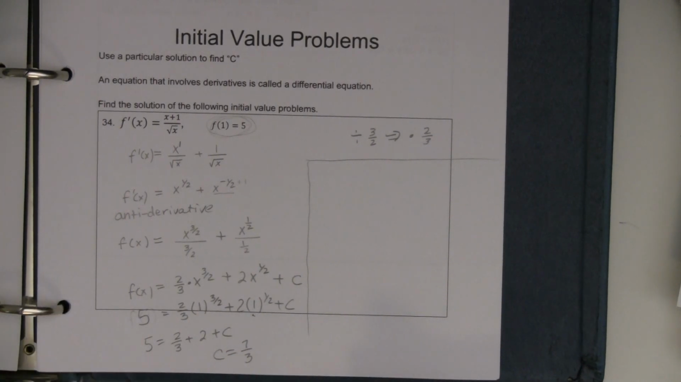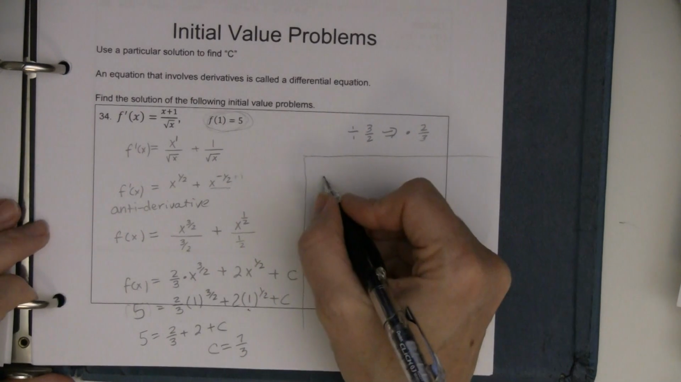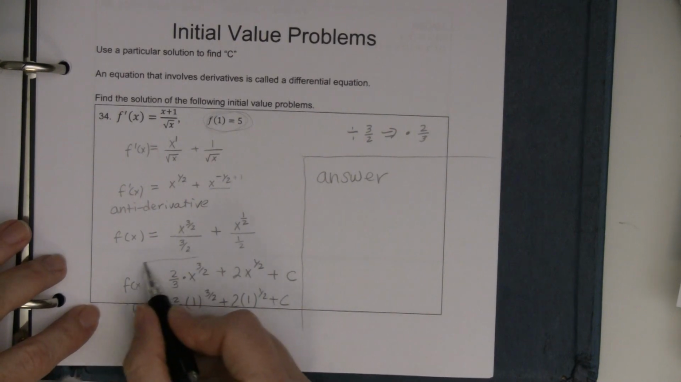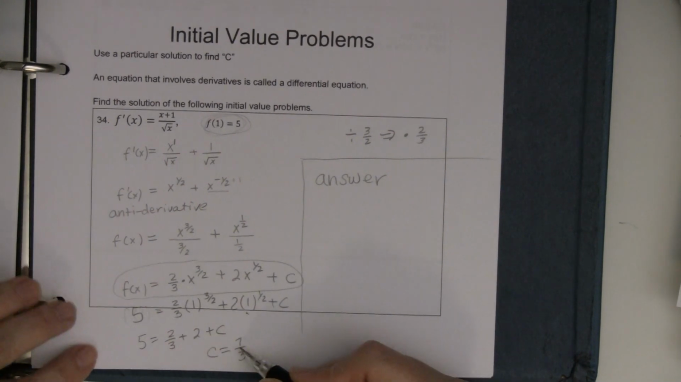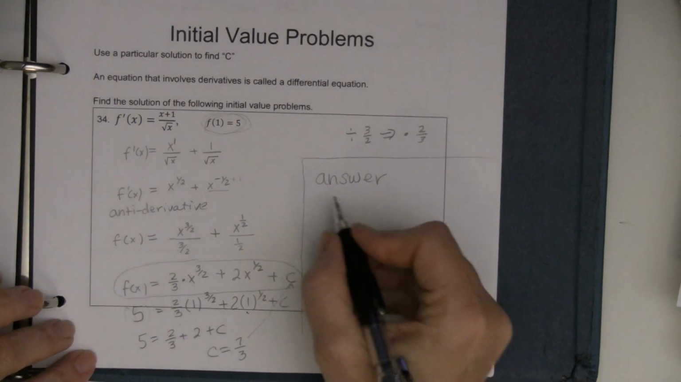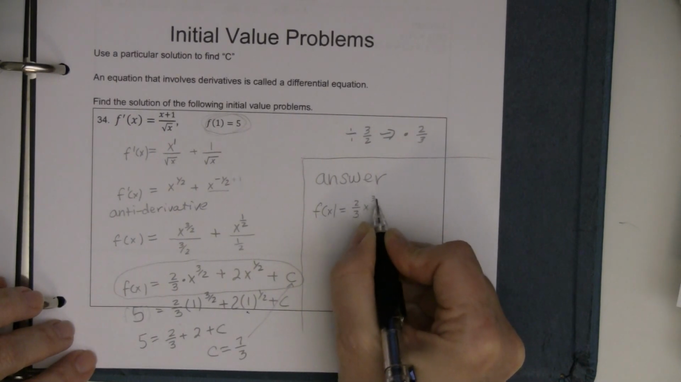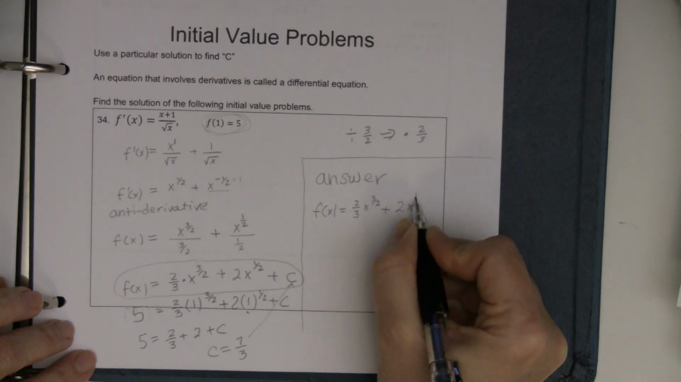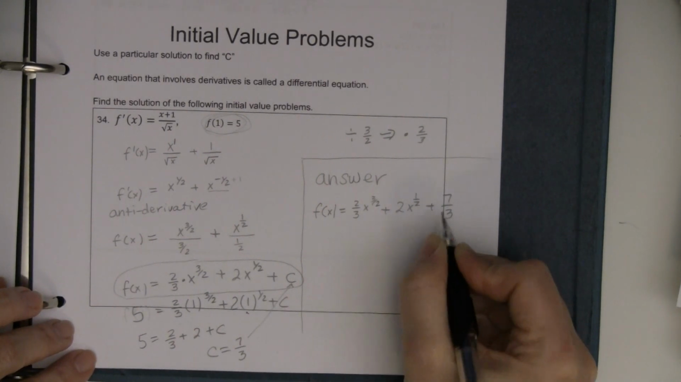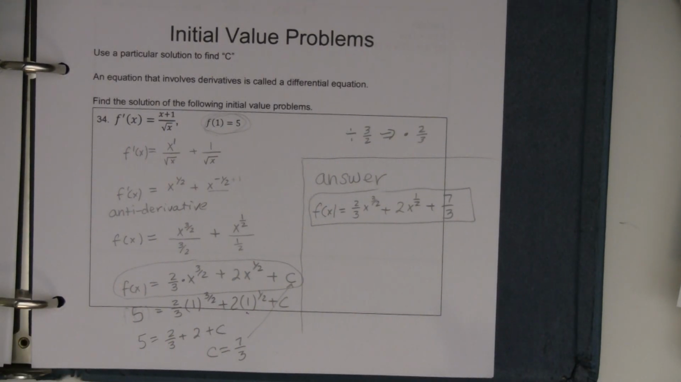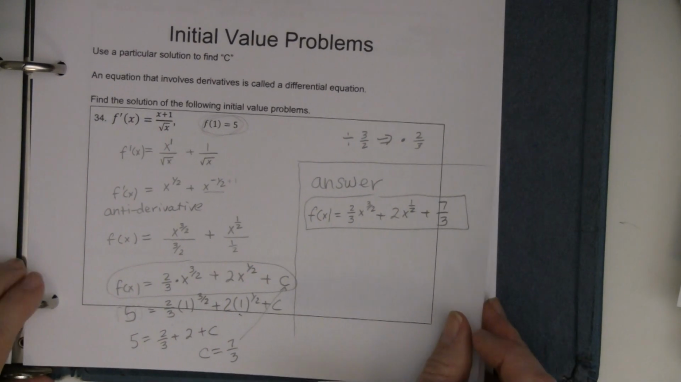7/3. And so now I want to tell everybody my answer. So here's where I'm going to have my answer. My answer is right here, except for I know what C is. C is 7/3. So my answer for F is F of x equals 2/3 x to the 3 halves plus 2x to the 1 half plus 7/3. And there I solved that differential equation. I solved that initial value problem. And we did a lovely job on that. Okay, so that was problem 34. And we found that particular value for C.